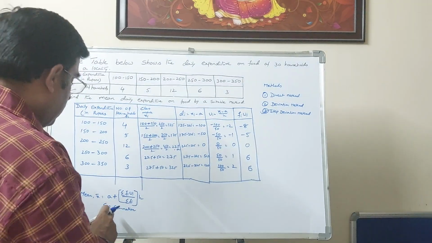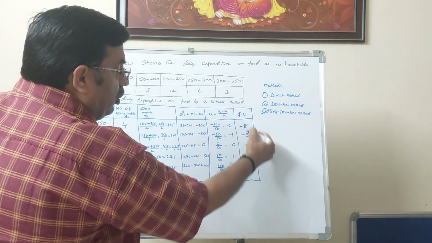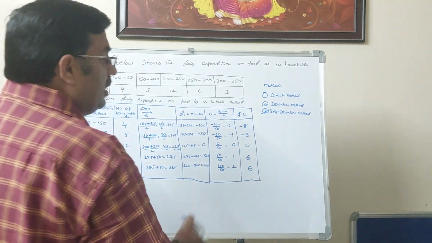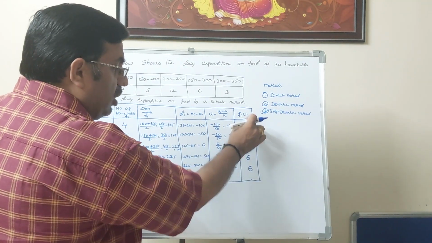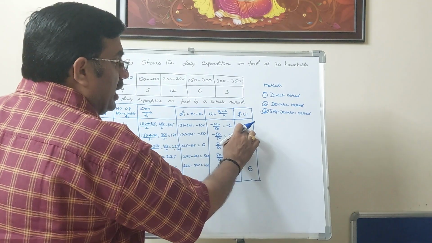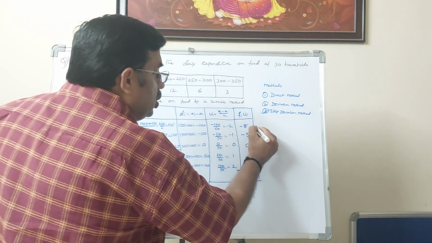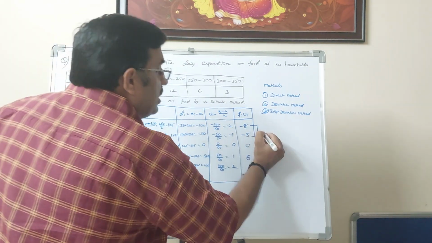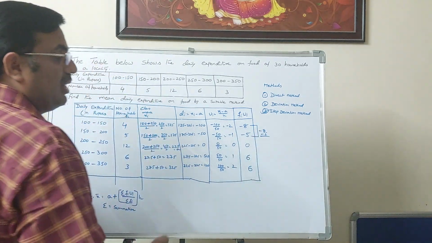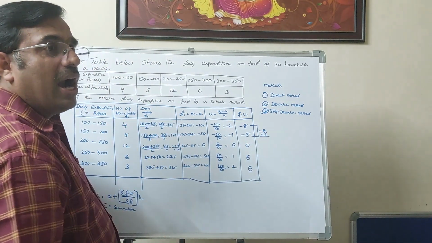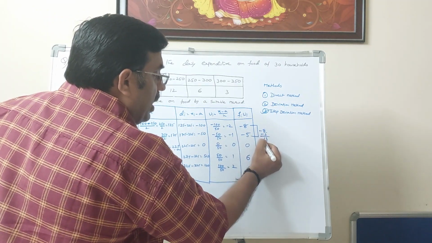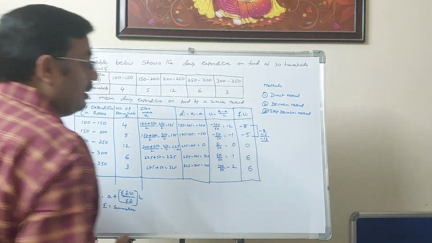So here, sigma Fi ui means you have to add all these Fi ui values. How will you add these? Whenever you have positive and negative numbers, first split them. Add minus 8 and minus 5. Both have the same sign, so you add the numbers: 8 plus 5 is equal to 13. When both are minus, you get minus.